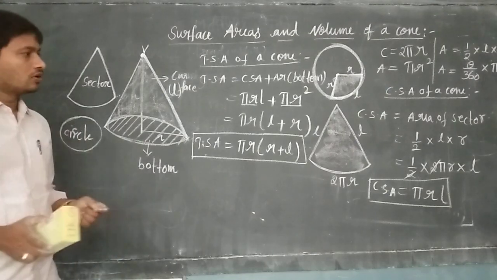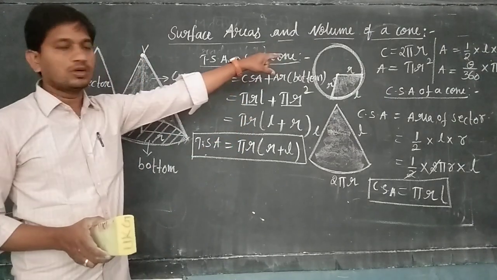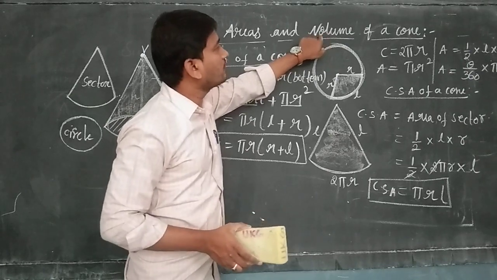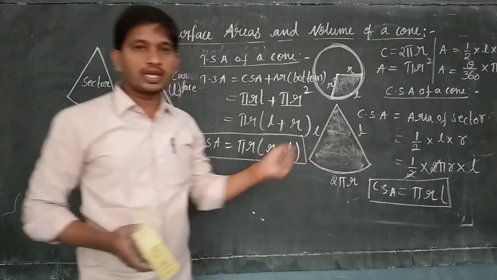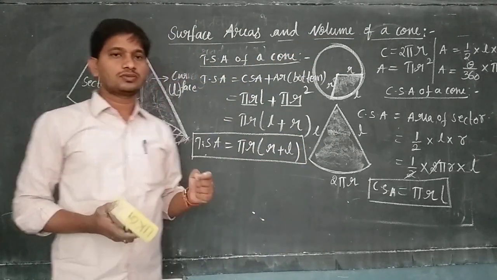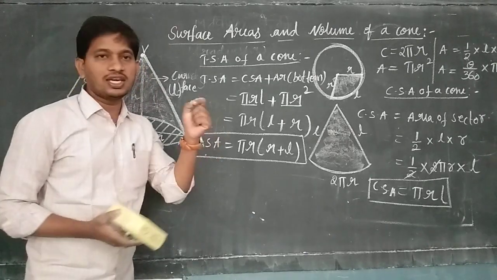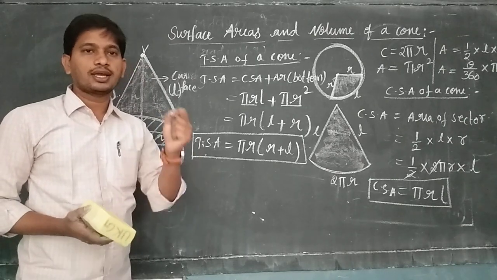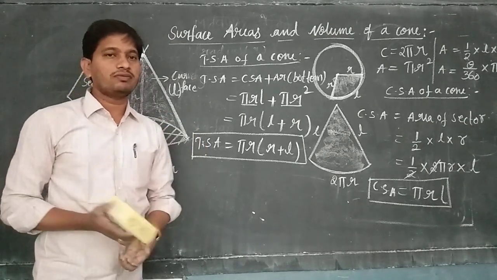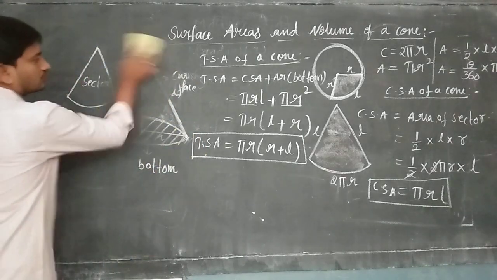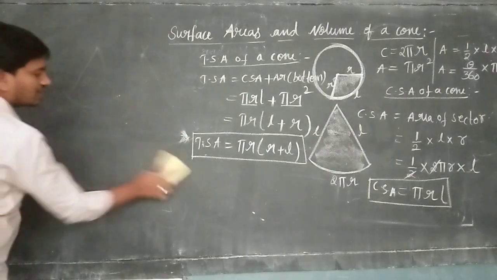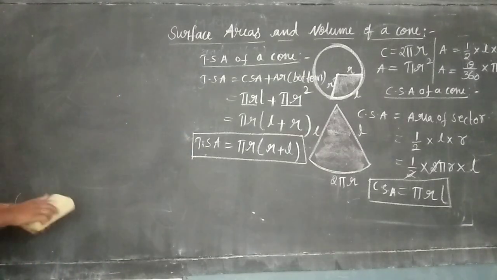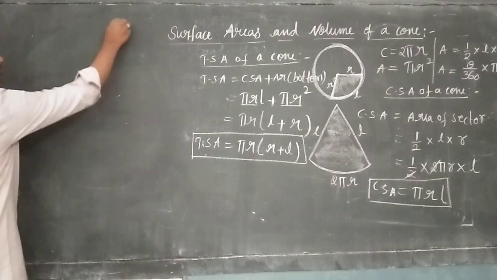Okay. Now our next topic is the volume of a cone. Before that, we have a relationship between the slant height L, the radius and the height of the cone. Let me explain what the relationship is. So this is our cone.